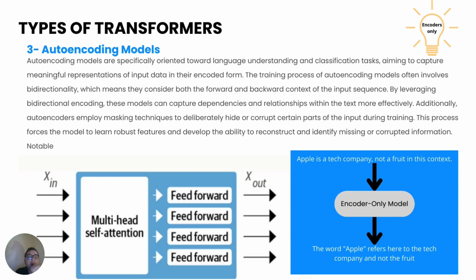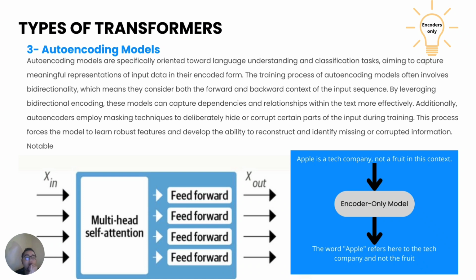And the final type is the auto-encoding models. These models are composed of only encoders. They are specifically oriented toward language understanding and classification tasks, aiming to capture meaningful representations of input data in their encoded form. The training process of auto-encoding models often involves bidirectionality, which means they consider both the forward and backward context of the input sequence. By leveraging bidirectional encoding, these models can capture dependencies and relationships within the text more effectively.